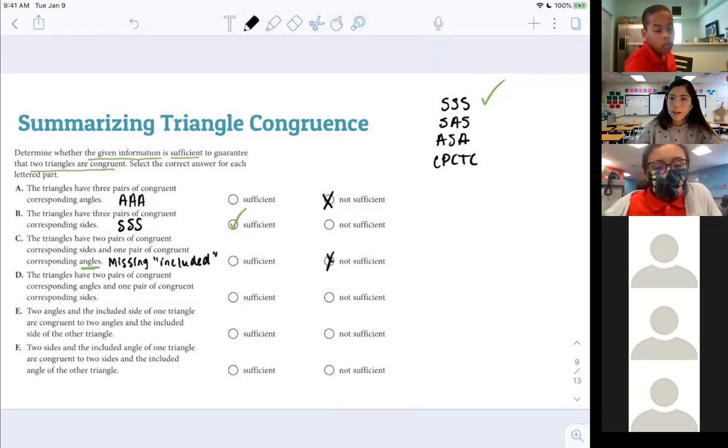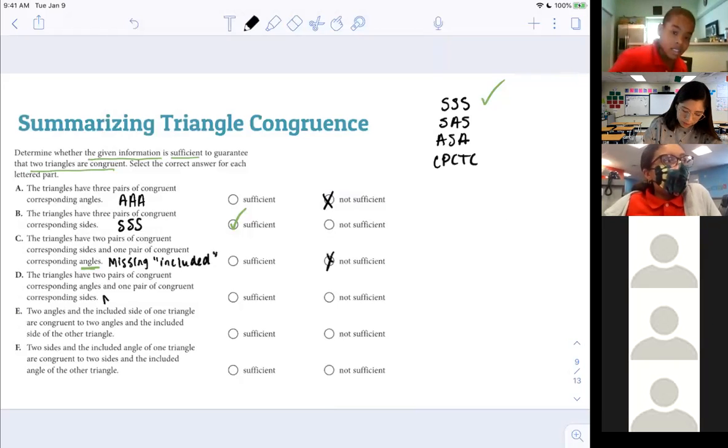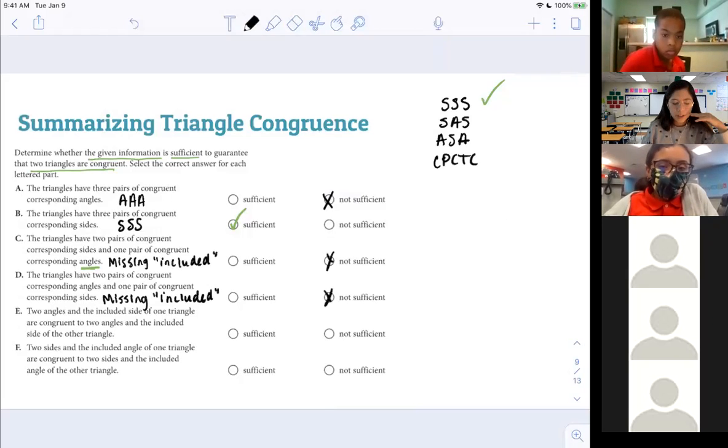All right, Tyrone, go ahead. D. The triangles have 2 pairs of congruent corresponding angles and 1 pair of congruent corresponding sides. So what about here? Wouldn't it be the same thing? Yeah, it's also missing included. Not sufficient. All right. Who would like to read letter E?